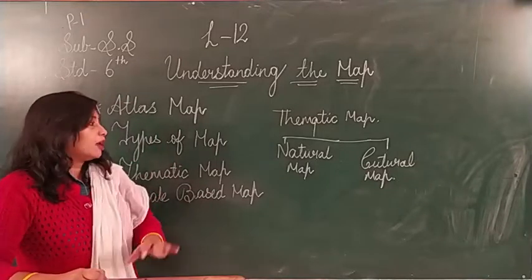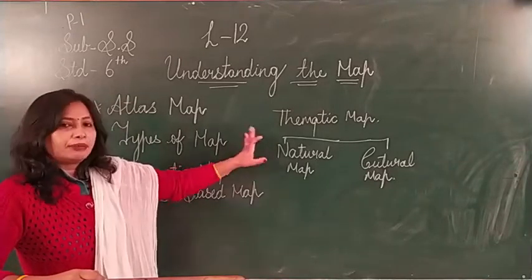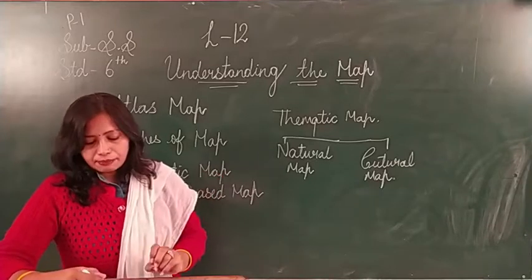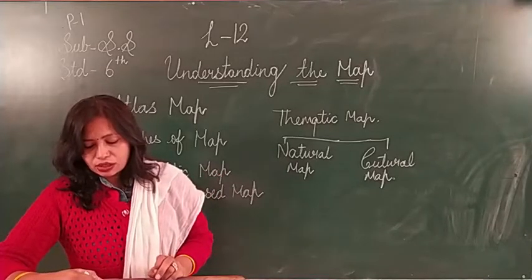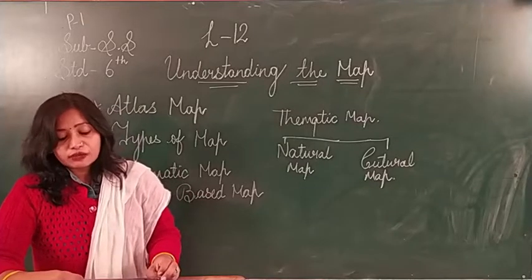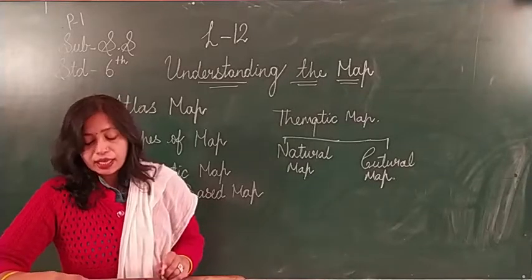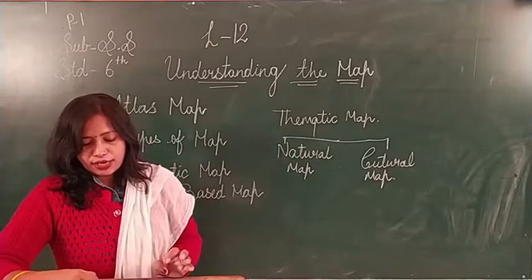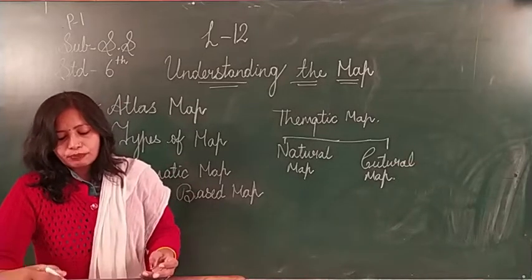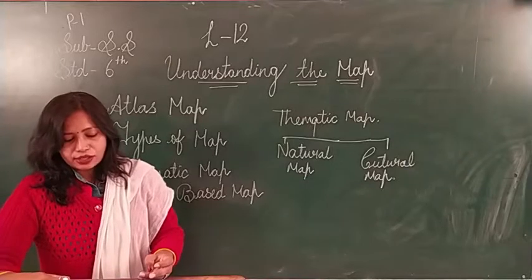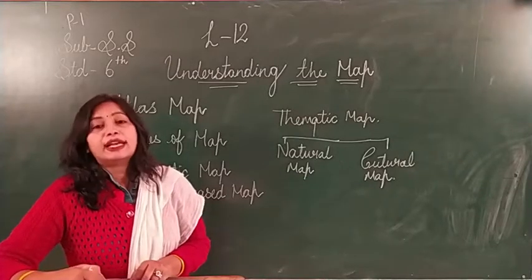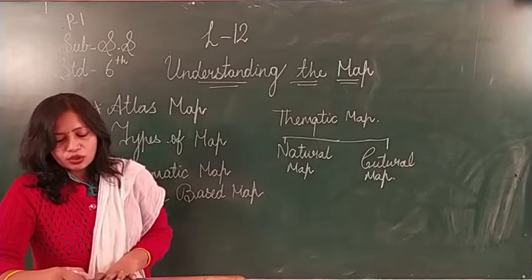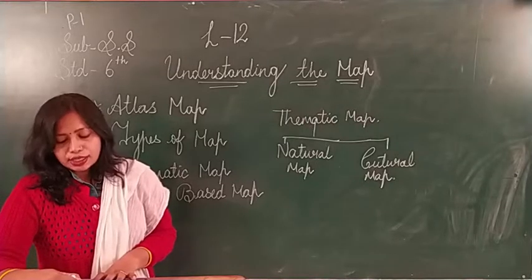Now we will study about scale based map. Thematic map you understand, natural map and cultural map, and now we will study scale based map. The map that shows physical details is called scale based map. Scale based map displays natural landforms like mountain, plateau, plain, rivers, oceans, etc.